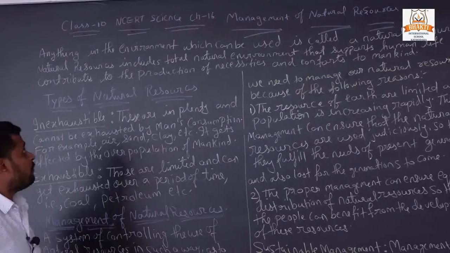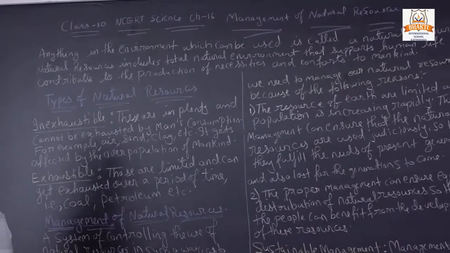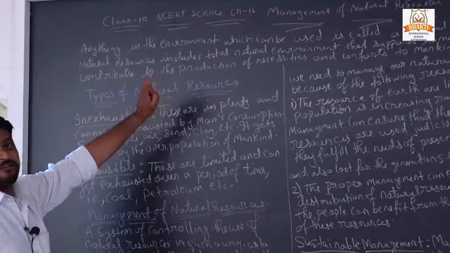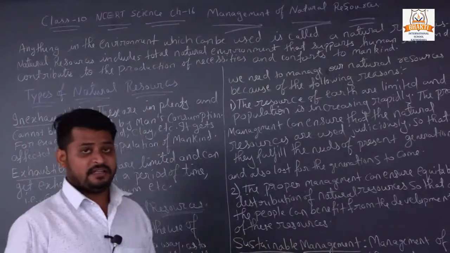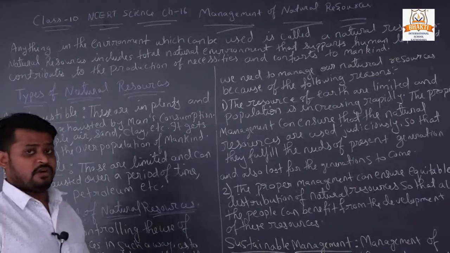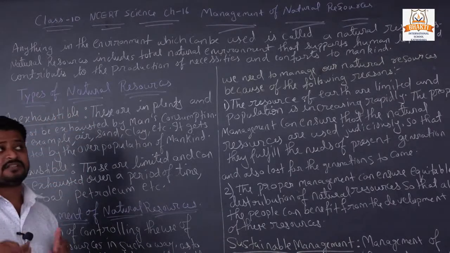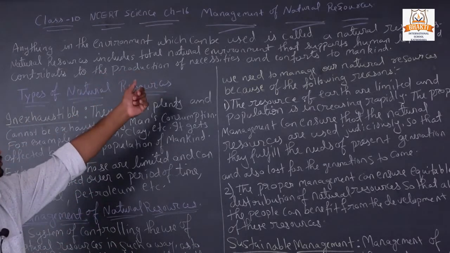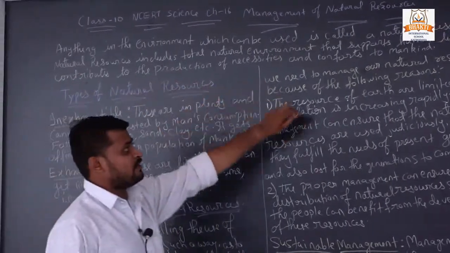So we will start our topics with what is environment and what is natural resources, which we are going to study in this chapter. First, anything in the environment which can be used is called a natural resource. What is a natural resource? Anything in our environment which can be used is called a natural resource. Natural resources include the total natural environment that supports human life and contributes to the production of necessities and comfort to mankind.